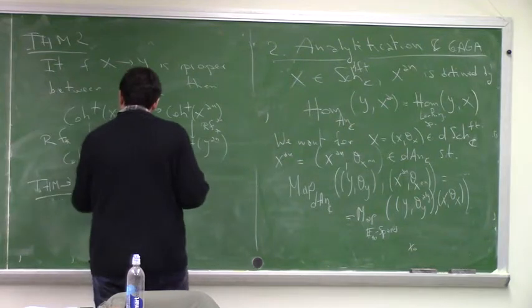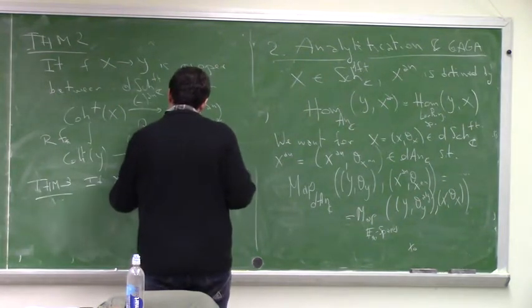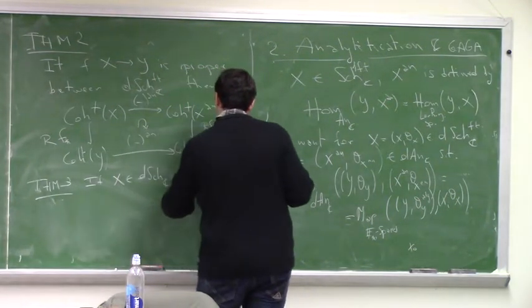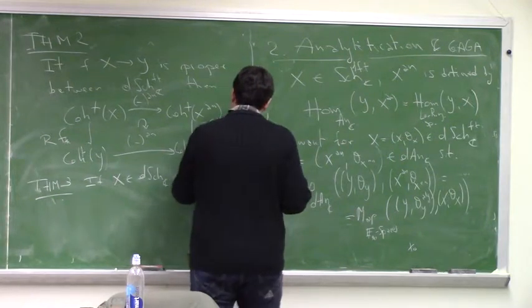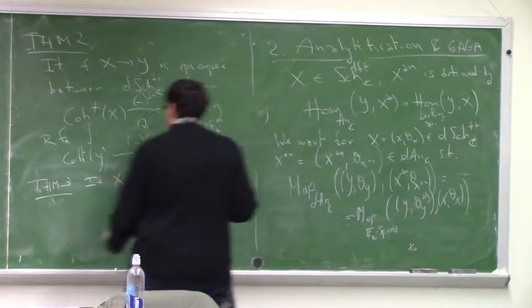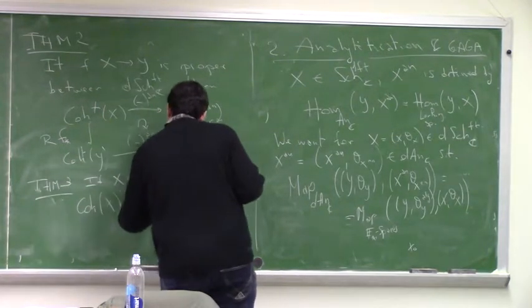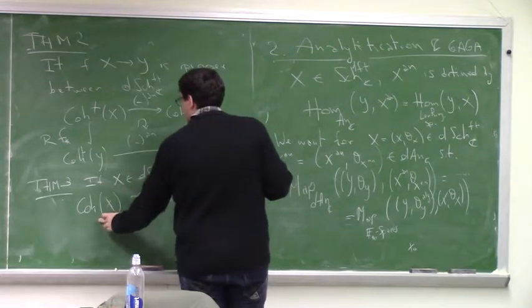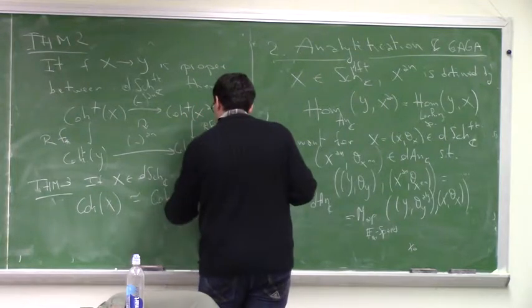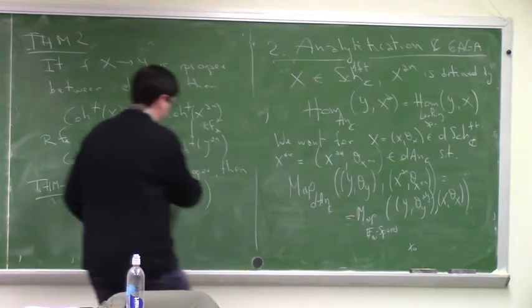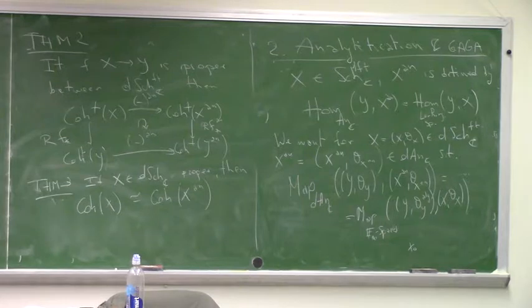And finally, if X is a proper derived scheme over C, then analytification induces an equivalence of infinity categories between the unbounded derived category of coherent sheaves and the unbounded derived category of coherent sheaves on the analytic space.